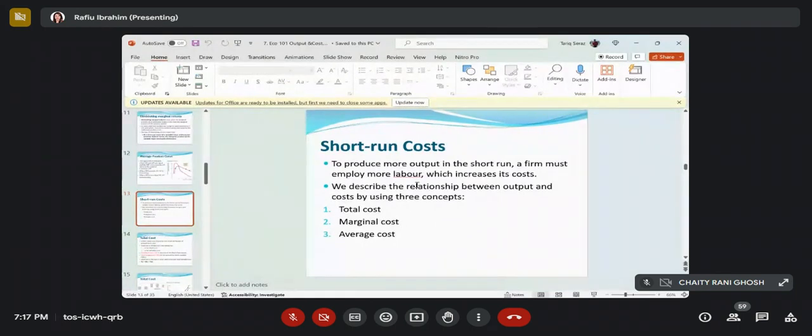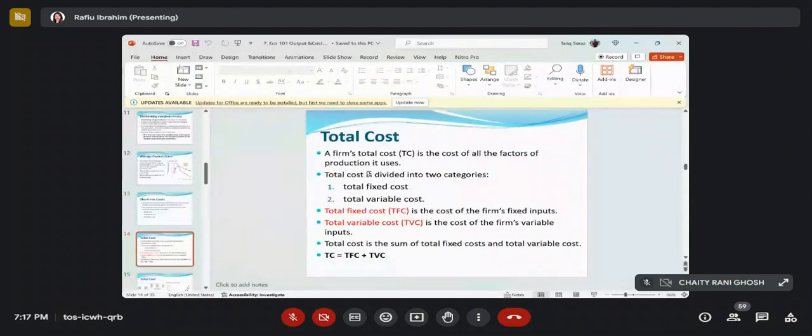So total cost can be divided into two parts: total fixed cost and total variable cost. So the total cost is thus, as you can see, equal to total fixed cost plus total variable cost. Now, what are the fixed costs? Fixed costs are basically the costs that are incurred regardless of the firm's output. So no matter how much a firm or business produces, more or less, there are some costs that remain fixed.